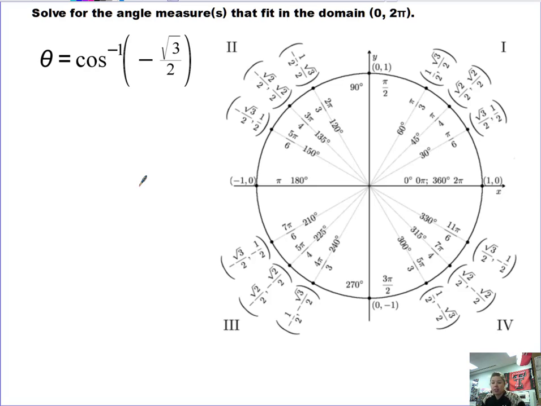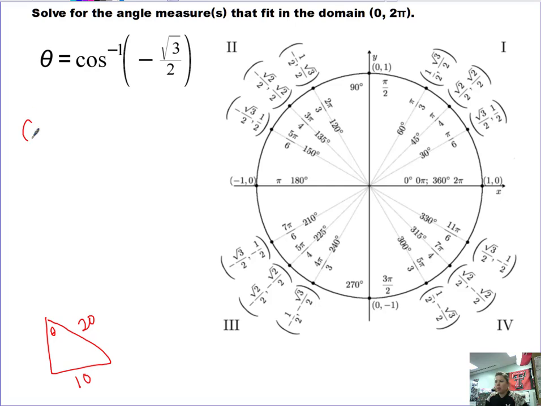You guys have done inverse trig using the calculator with the right triangle, where it looks something like this and you're missing the angle and you've been given two sides. So something like that, and you're trying to find that angle measure. Well, now we're going to do inverse trig where you've been given the ratio and we're trying to solve for the angle measure on the unit circle.